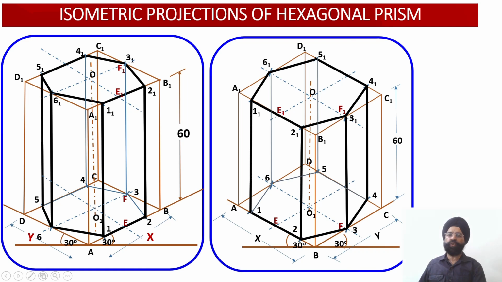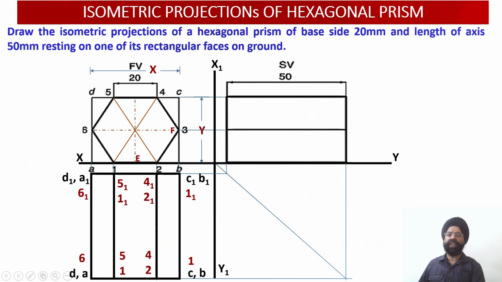So we have discussed two cases of hexagonal prism when the prism is resting on the ground on its hexagonal base and the axis happens to be perpendicular to the horizontal plane, and in one case two edges were perpendicular to VP, in the other case two edges were parallel to VP. Now we are going to move on to the third case, that is we are required to draw the isometric projections of a hexagonal prism.